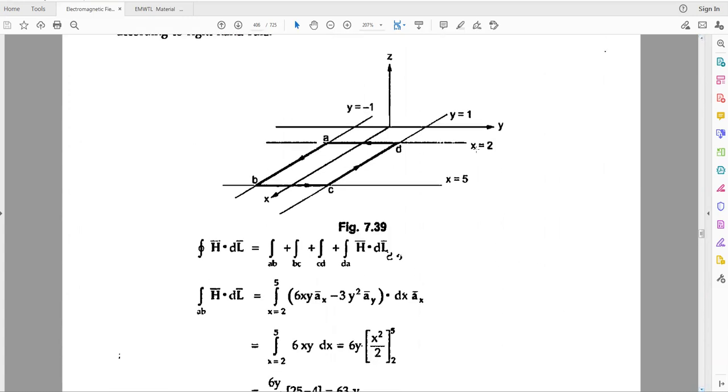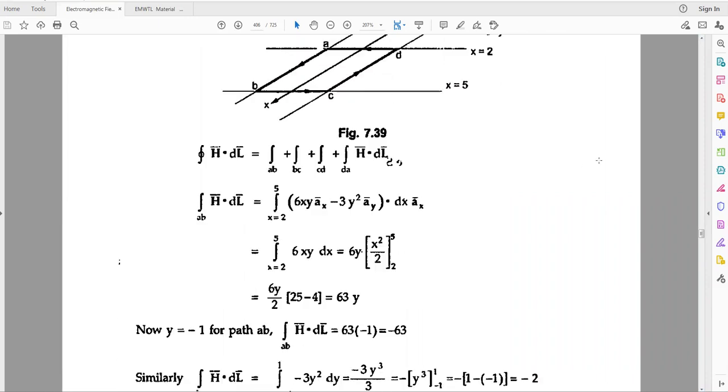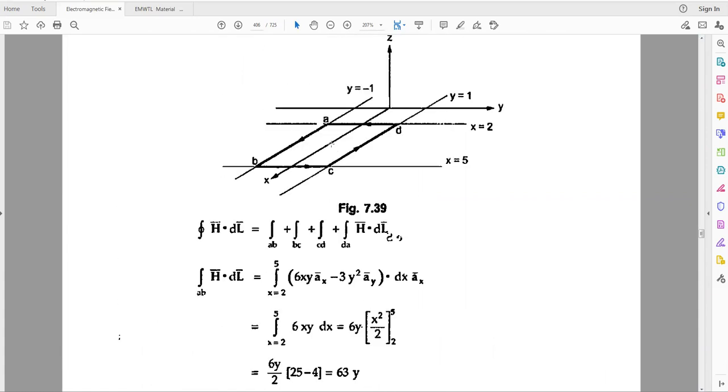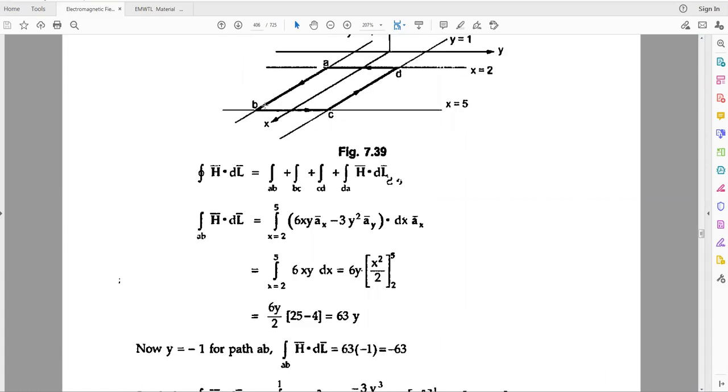So the path AB is x from 2 to 5, y is equal to 1 and z is equal to 0. The given function H bar is in the a_x bar direction. Since the path is in the x direction only, dl bar is dx into a_x bar.